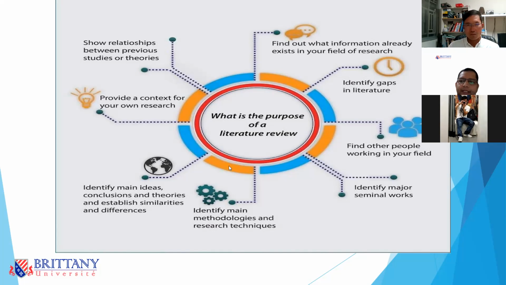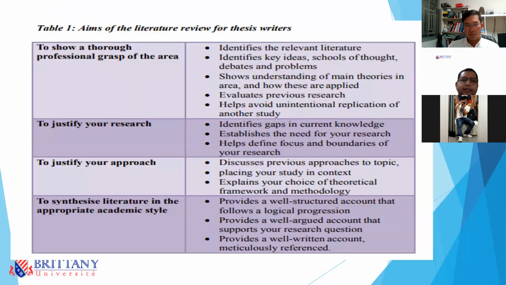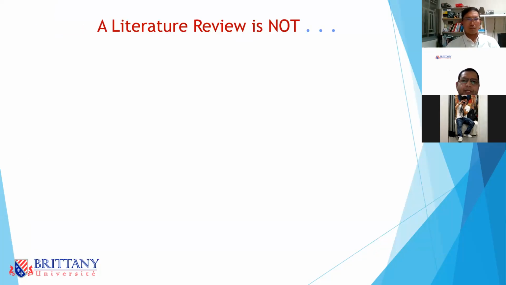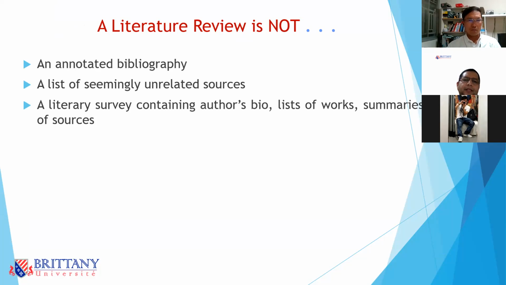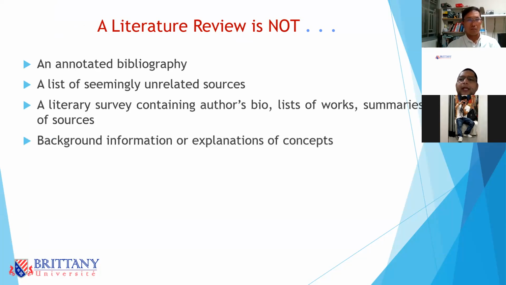So we have seen the purpose of the literature review. A literature review also shows a thorough, professional grasp of the ideas to justify your research. A proper literature review gives a justification, and justifies your approach, the way you are doing your research, to synthesize literature in an appropriate academic style. It will give you academic credibility. Now, what is and what is not a literature review? Some people think it is doing an annotation, I mean, you read something and then rewrite it in your own words.